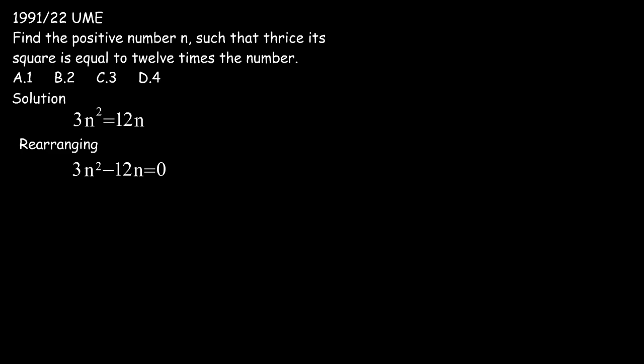Since there is no c, we can factorize out normally. Now factorizing, we have 3n in common, so factorizing 3n out, it becomes 3n in bracket n minus 4 is equal to 0. So therefore for this to be equal to 0, 3n will be equal to 0, or n minus 4 will be equal to 0. When 3n is equal to 0, n will be equal to 0, and when n minus 4 is equal to 0, n will be equal to 4.